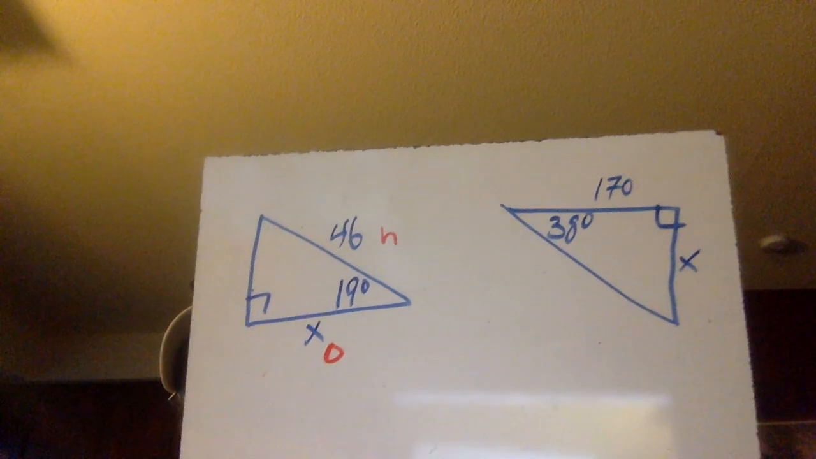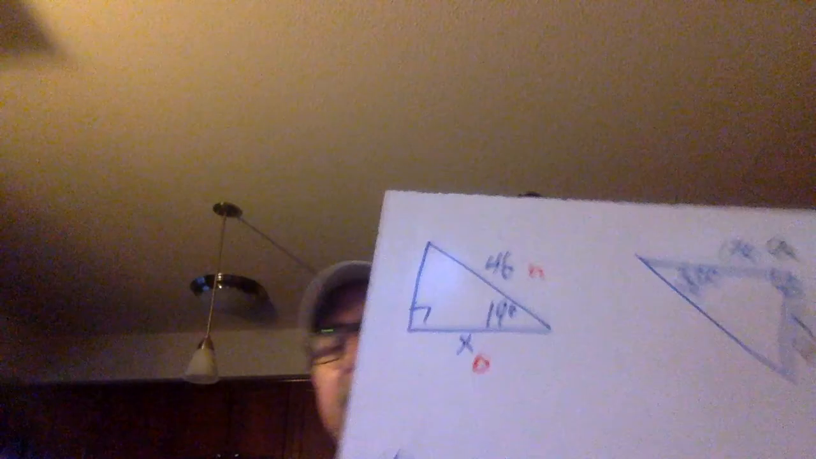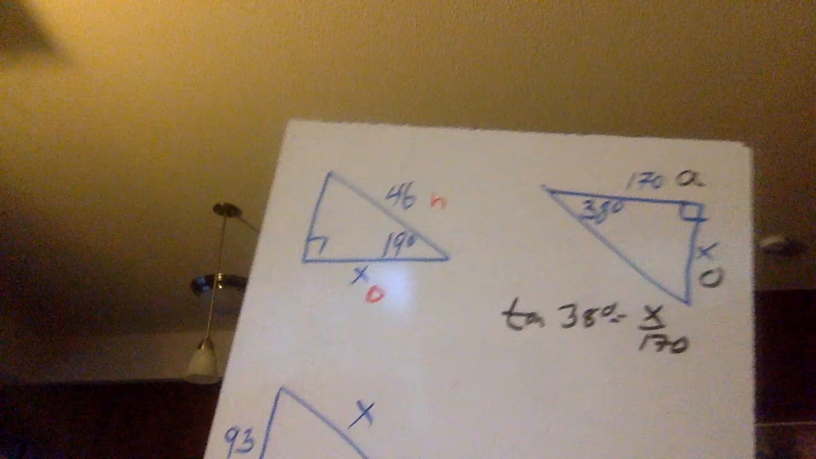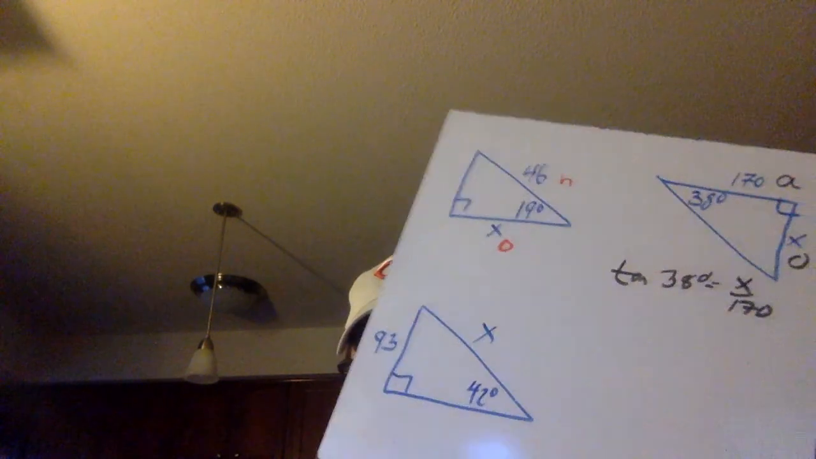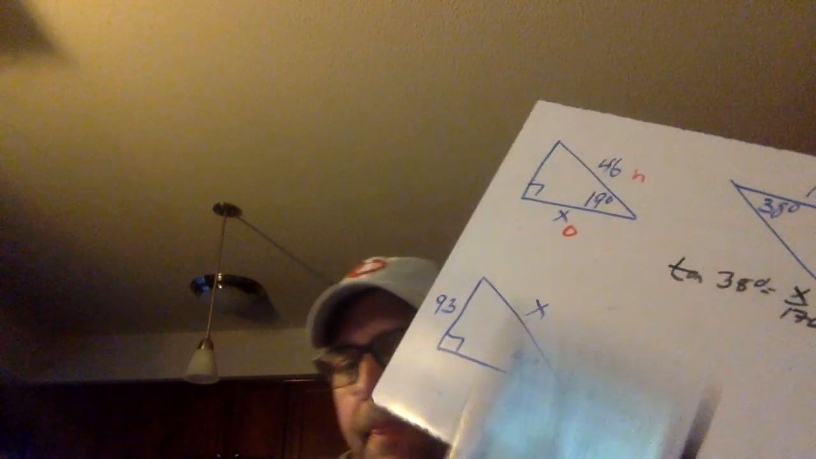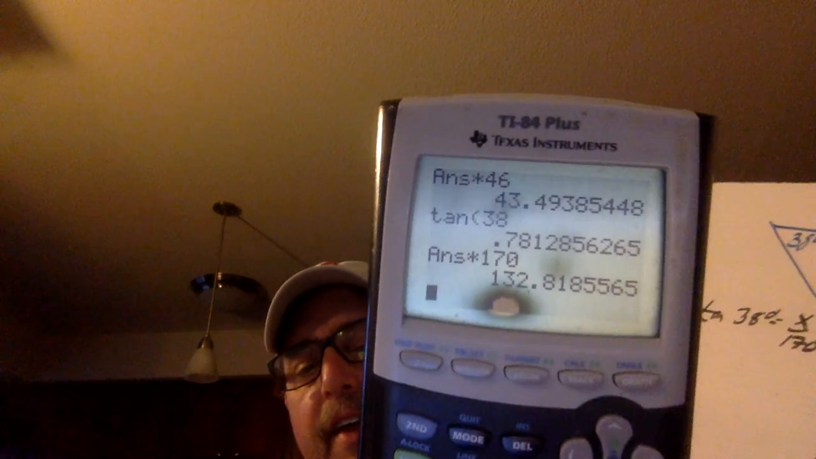All right. On the triangle up there with the 38, assign the words. Far away, that's opposite. That's adjacent. Tangent is opposite over adjacent. Tangent of 38 degrees is opposite x over adjacent 170. So I'm going to hit the tan of 38 and take that times 170. And if I was asked to round that to the tenth, it'd be 132.8.